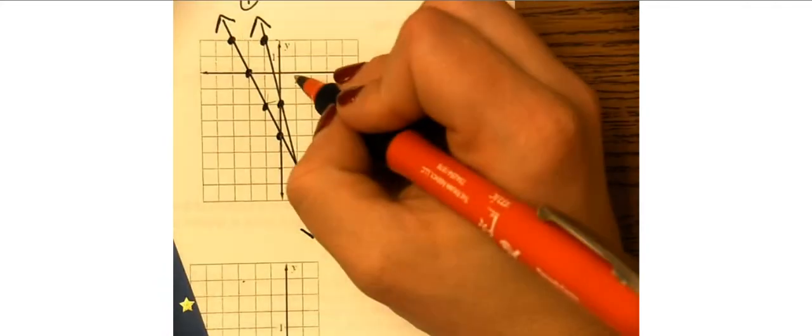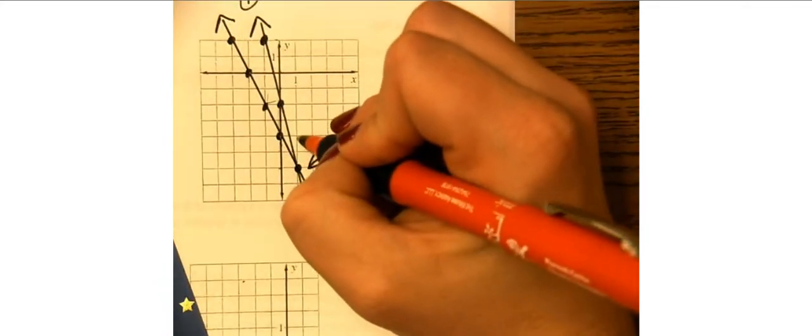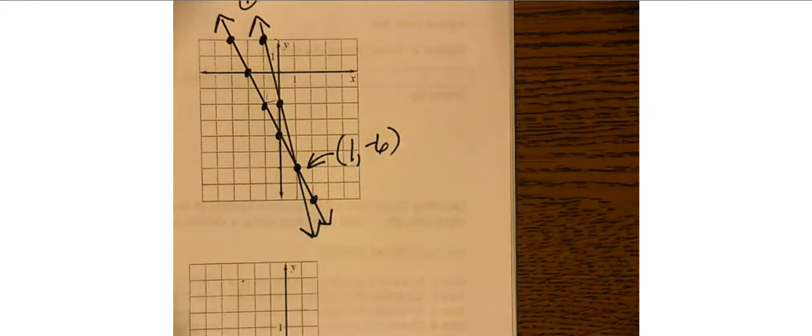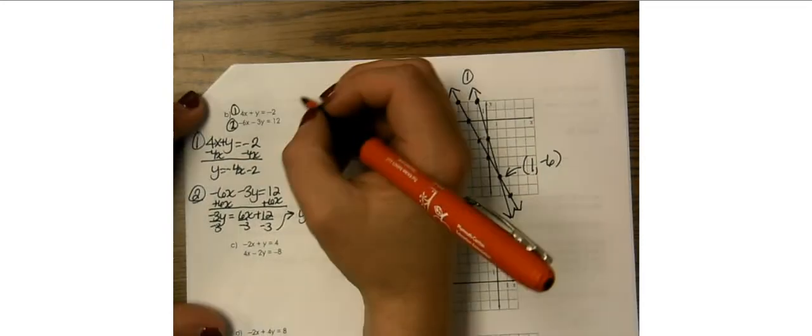It's located right here, and that is located at 1, 2, 3, 4, 5, 6. 1, negative 6. That's our solution. So now what I need to do is figure out or verify that this solution is actually our solution. So this is where my check step comes in.